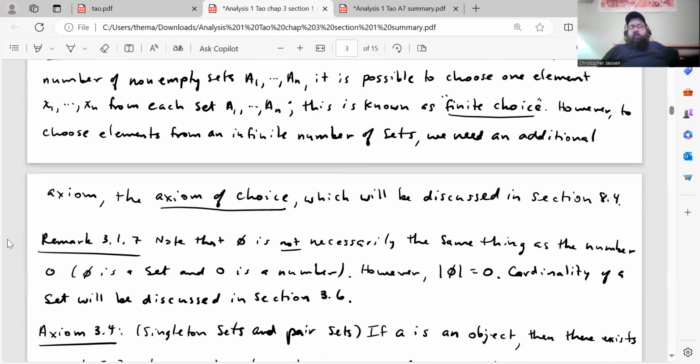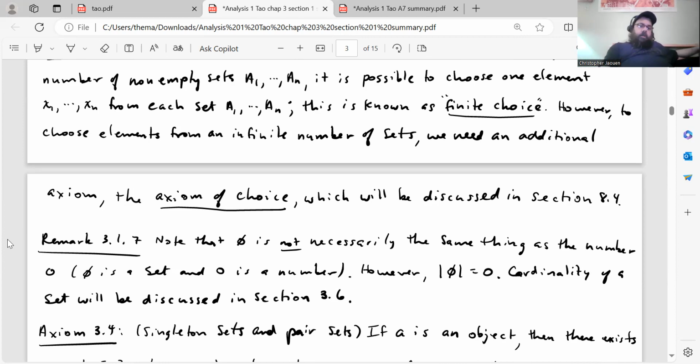You may have even heard of that before because it's an important axiom, which will be discussed in section 8.4. So, like I said in the previous video for Tao, I want to get through chapter 8 in his book too. Because that's later on down the line in the book, I just decided I'm probably going to finish at least volume 1 of Tao's book. Not before I finish Spivak, but eventually I'll finish both of them.